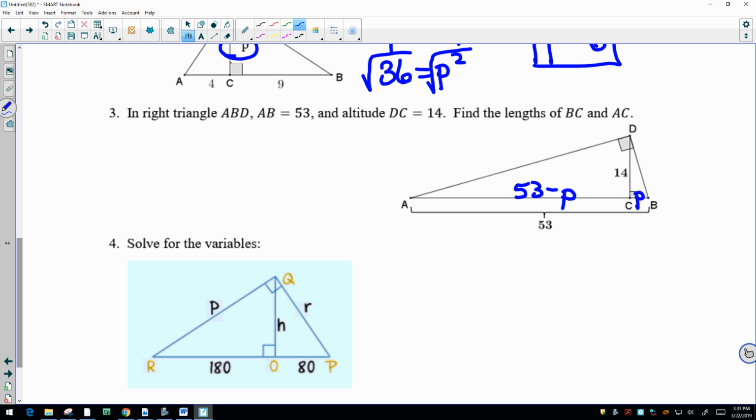And now I have everything that I need to solve using a picture, again, 1 type situation, because the altitude is labeled. Once that altitude is labeled, it's telling us we're using picture 1. Okay, so we're going to set up the proportion. So I have 53 minus P over my altitude equals the altitude over the right side.